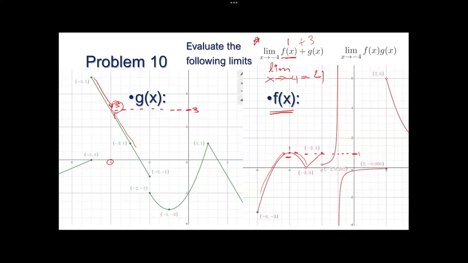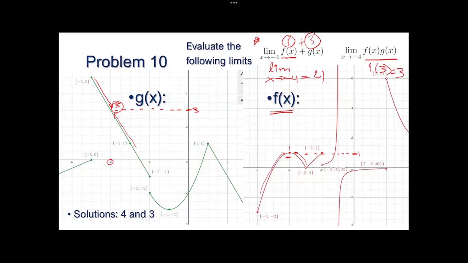Okay, any questions so far? Okay, awesome. We're gonna move to the second one. So now we have f of x times g of x. We already know what each of them equals because we found the limit as x goes to -4 of f of x, that's equal to our 1. So we're gonna have 1 here. And then we're going to have the limit as x goes to -4 of g of x, which we found was our 3. So now we're just going to multiply these together. So the limit as x goes to -4 is 1 times 3, which is just equal to 3.